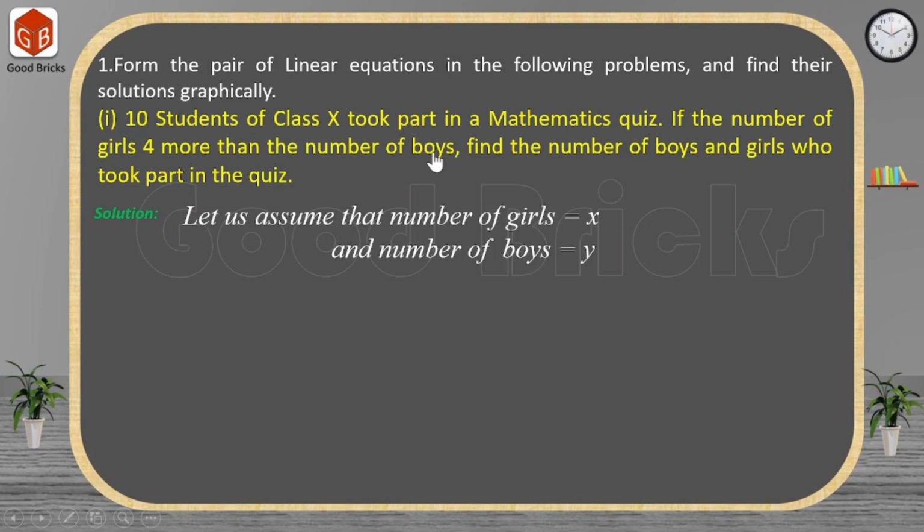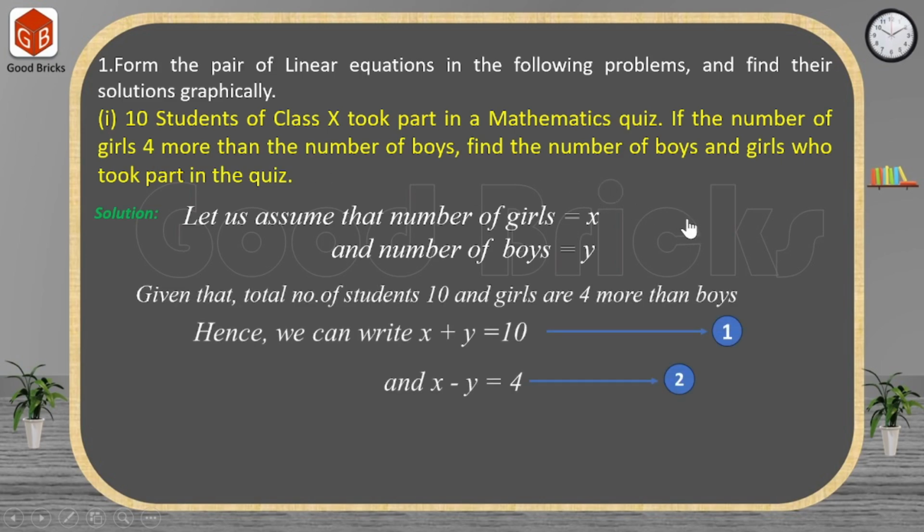So that is the reason we are assuming that the number of girls is equal to x and the number of boys is equal to y. And they said that especially total number of students are 10. It means x plus y is equal to 10. And they also gave another clue. The difference between girls and boys is equal to 4. It means x minus y is equal to 4. So that is what we have written here on the screen.